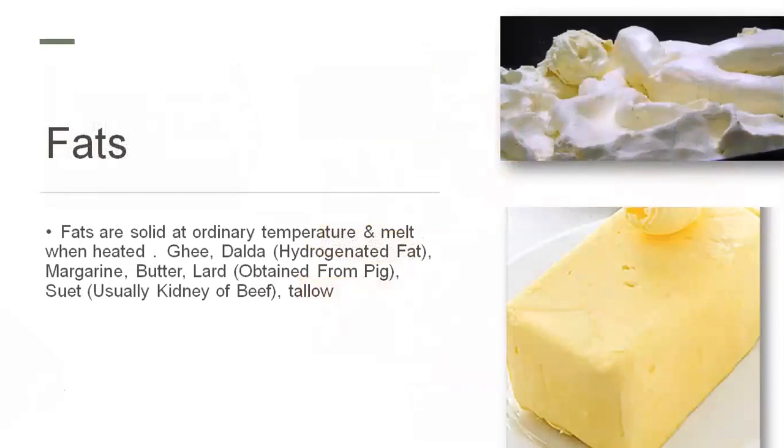Now we'll move to fats. What are fats? Fats are solid at ordinary temperature and melt when heated. For example, ghee, dalda, which comes under hydrogenated fat, margarine, butter, lard. These are again animal fats, suet, tallow, all these are there.